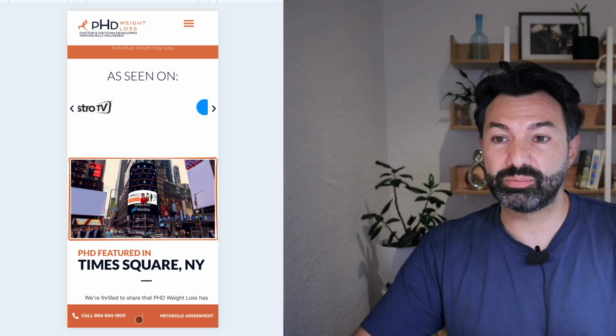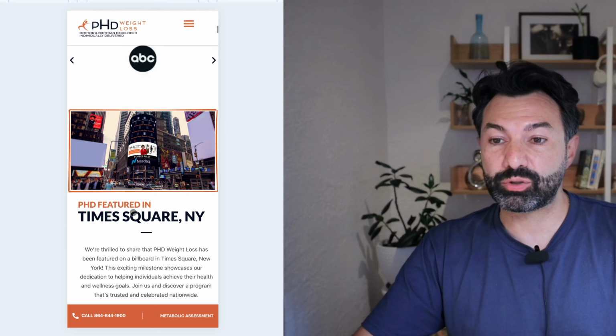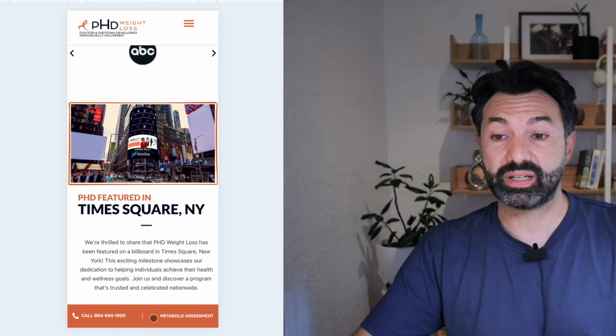And as we can see, we've got two options down the bottom here. We can either call them direct. While we're scrolling, it's what's called a sticky bar. So as we're scrolling, we've always got this opportunity here if we're sold at any point by looking at this copy. And we can also see there's a free metabolic assessment. So that's the gateway into their business. Okay, let's keep scrolling down.